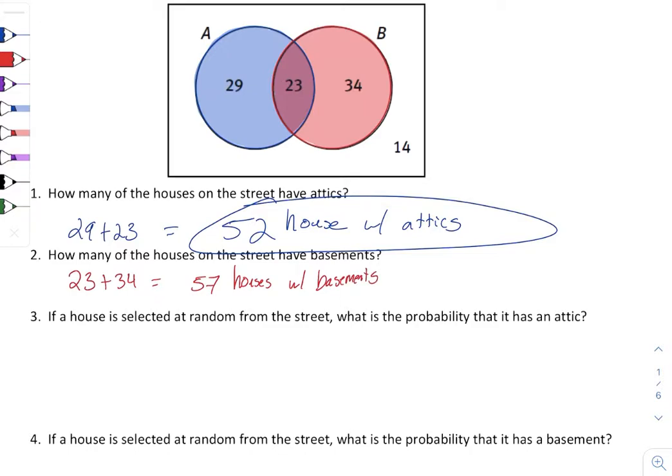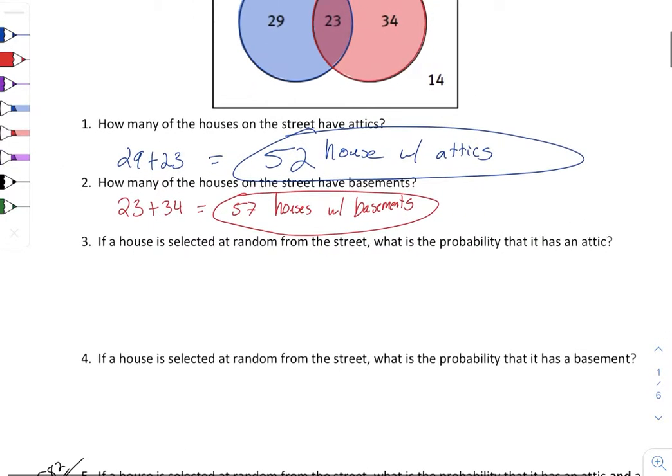Now, if you're a little confused about what's going on here, you just have to understand that 23 represents houses with both attics and basements. So when we say 52 with attics, we're not talking about basements at all. Yes, some of those houses also have a basement, but that's not what we're talking about. You have to focus just on attics. Same thing with number 2. 57 houses have basements. Yes, 23 of those also have attics, but that's not what we're talking about. These are two separate numbers, two separate events. We're not talking about the intersection of those two yet, which we will get to.